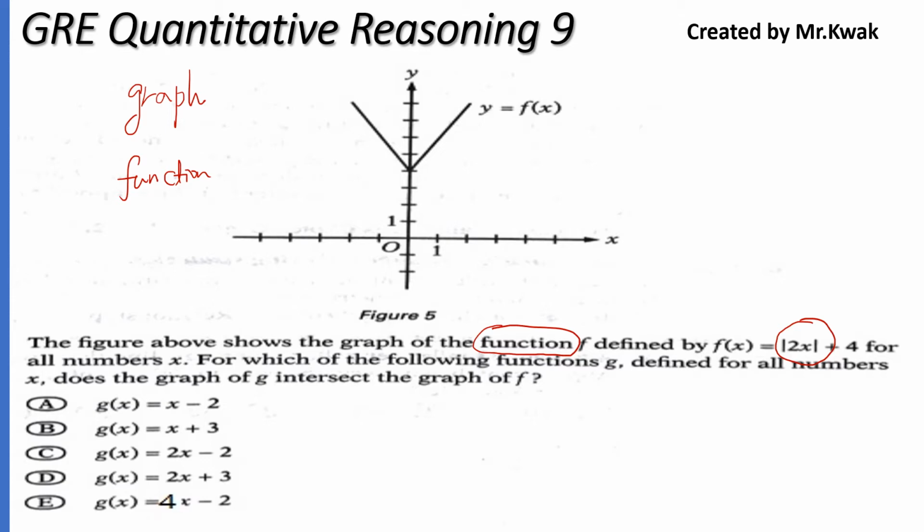The figure above shows the graph of the function f defined by the absolute value of 2x plus 4 for all numbers x. For which of the following functions g defined for all numbers x does the graph of g intersect the graph of f? So the key point is we have to find the graph g or the function g, which could intersect with function f. So what do we have to do?